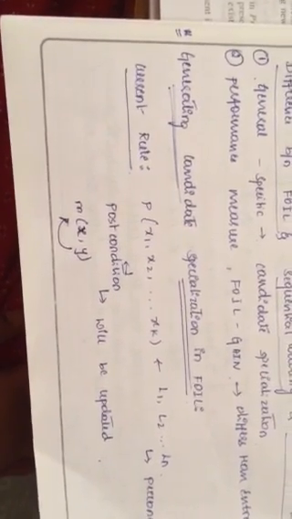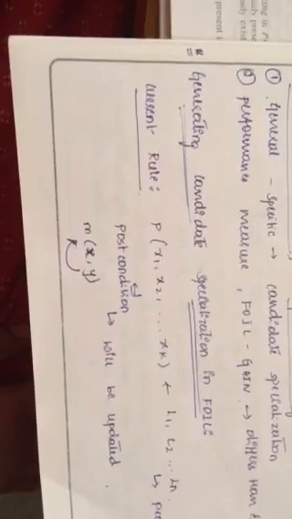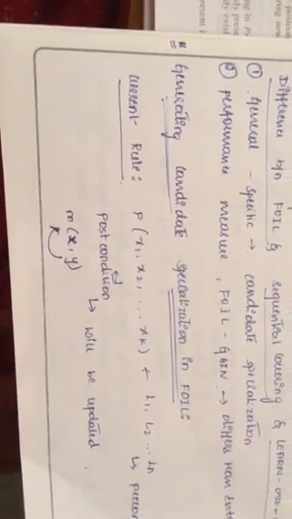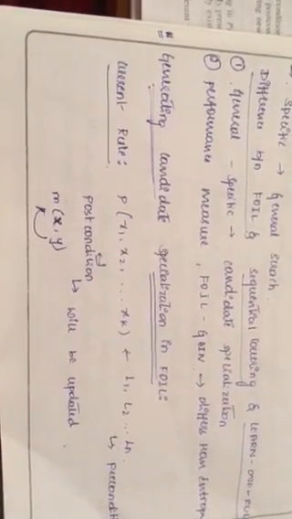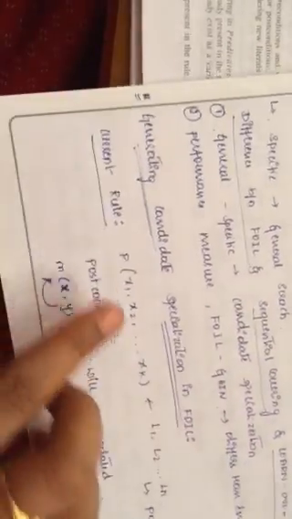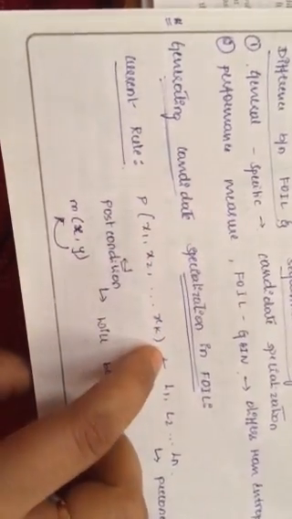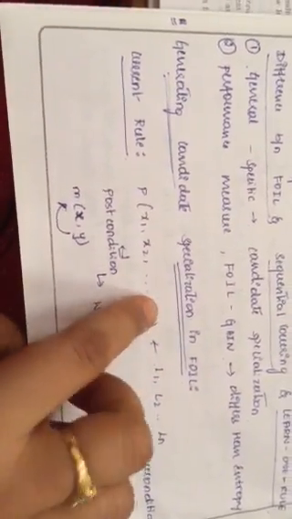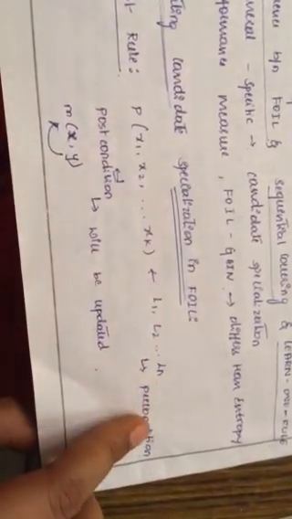So each and every time we are going to generate a candidate specialization for each of the training examples, and that is added to the rule in order to get a new rule. Let's understand this by considering an example. You can see here the example consists of a current rule. The current rule here is P of x1, x2 up to xk, and it is mapped to L1, L2, Ln. So here this indicates a post condition, and here it indicates a precondition.